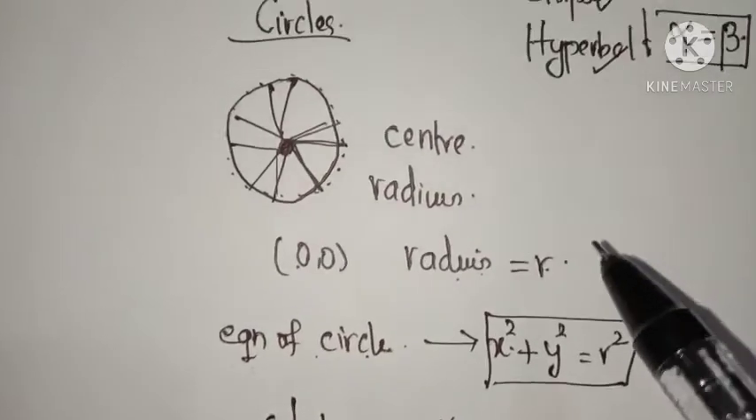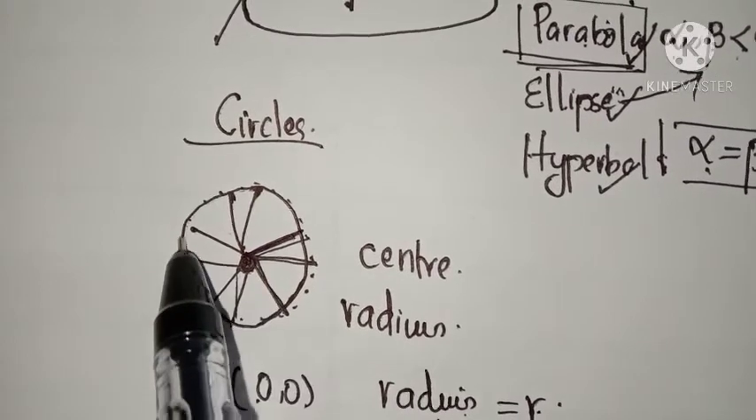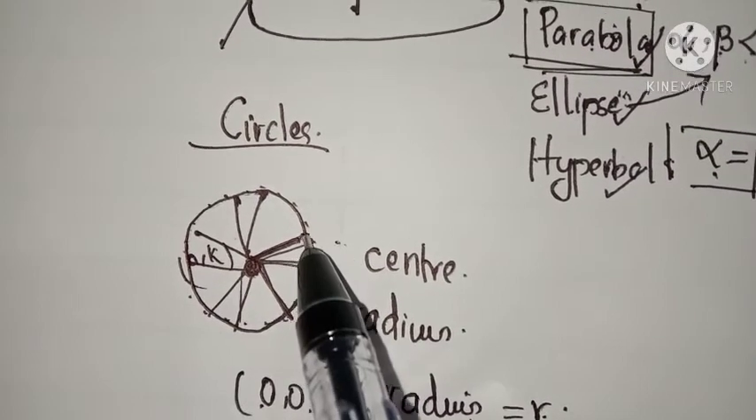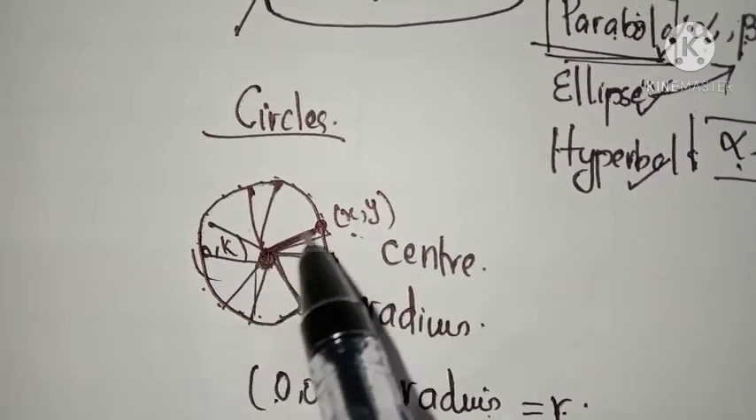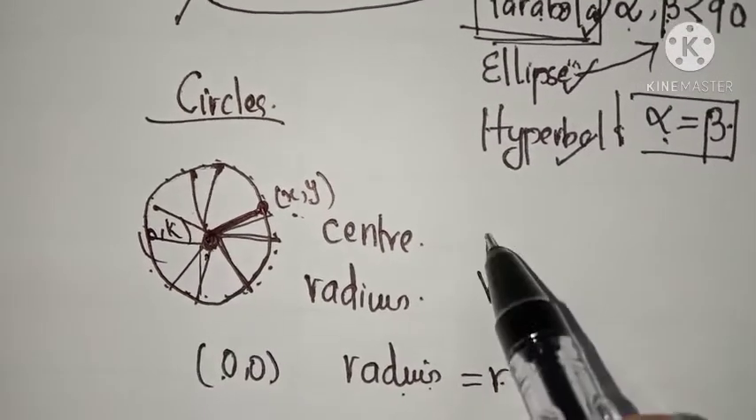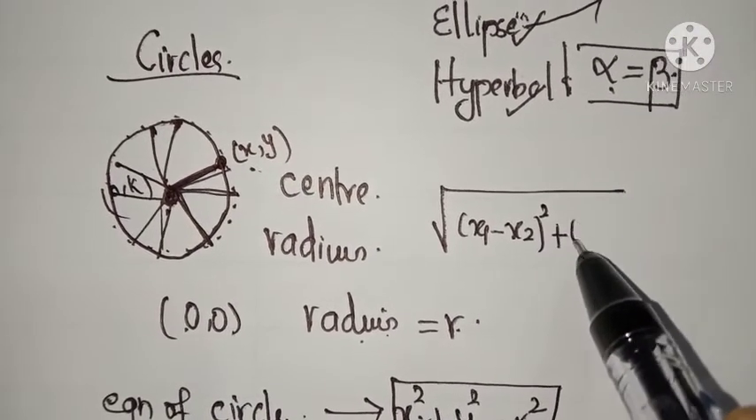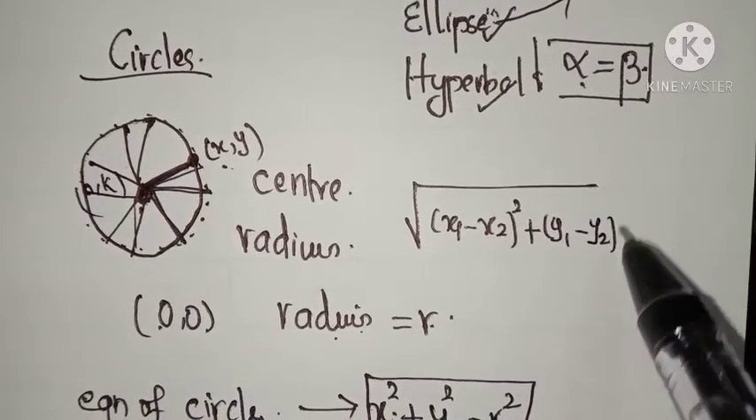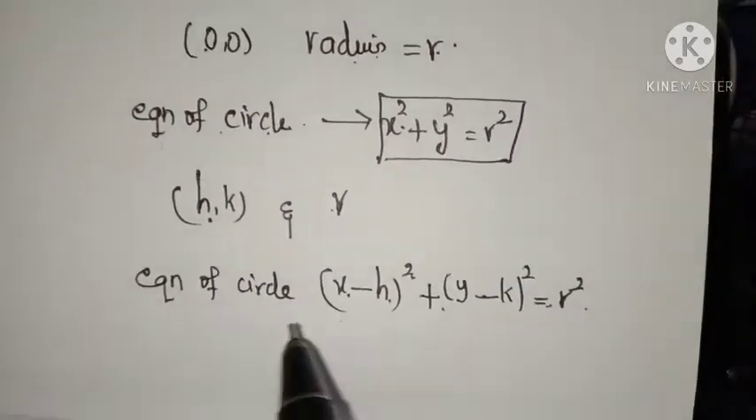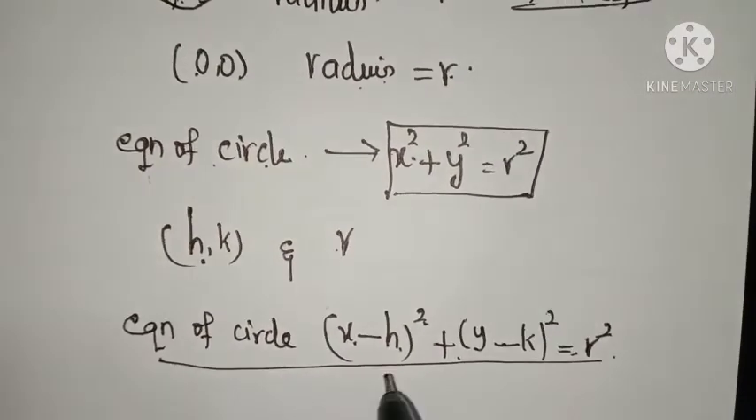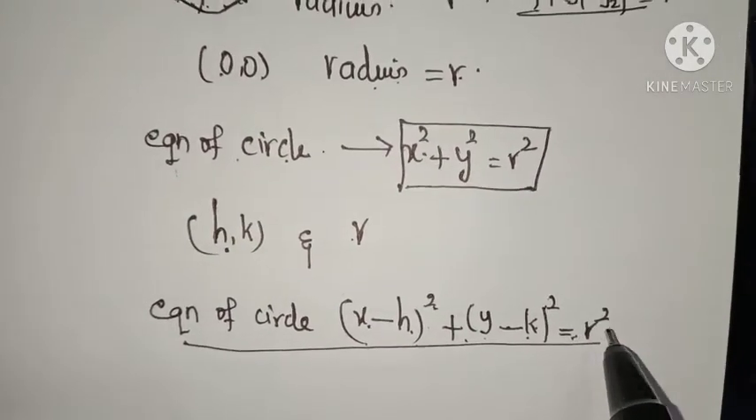Actually, this formula is derived by using the distance formula. Suppose the center is (h, k) and take a point on the circle as (x, y). The radius is the distance between these two points. So by the distance formula, the square root of (x1 minus x2) the whole square plus (y1 minus y2) the whole square is equal to r. Using this result, we can formulate the equation of the circle as x minus h the whole square plus y minus k the whole square equal to r square.